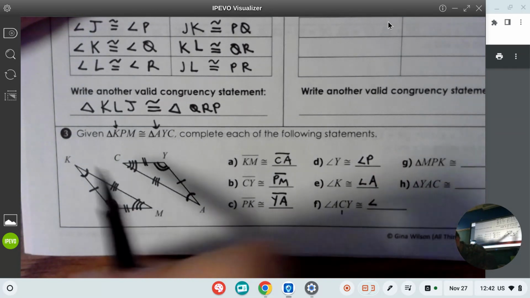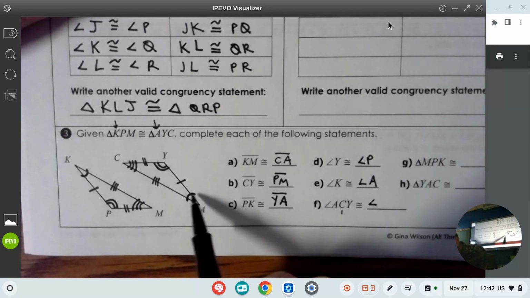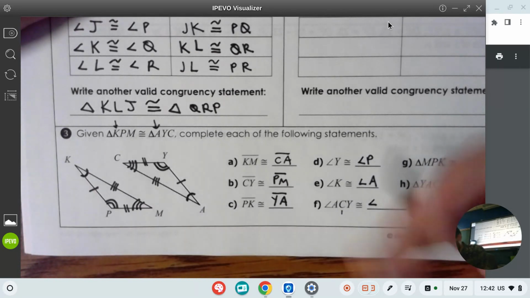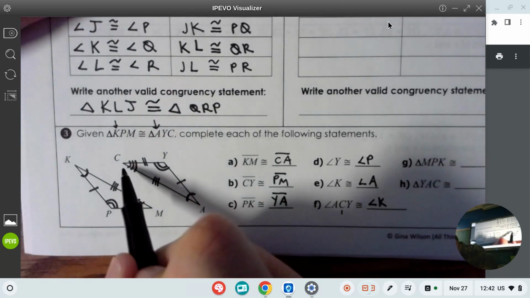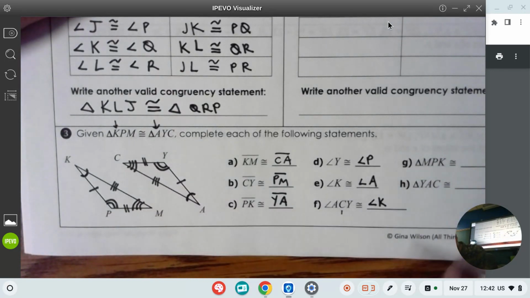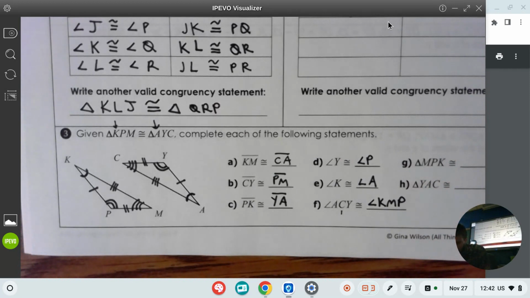We're going to go with angle. And one way to think about this is, A is the single, so we can start with K. And then C is the triple, so that would be M. And then, of course, P is the only one left, so we're going to finish with P.